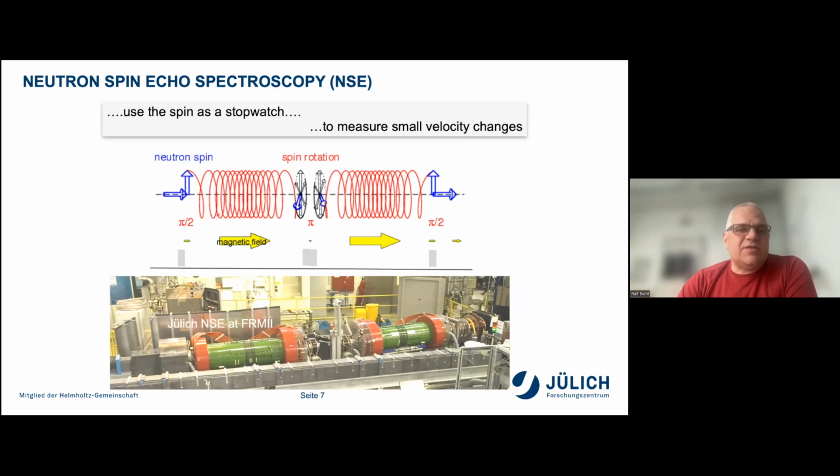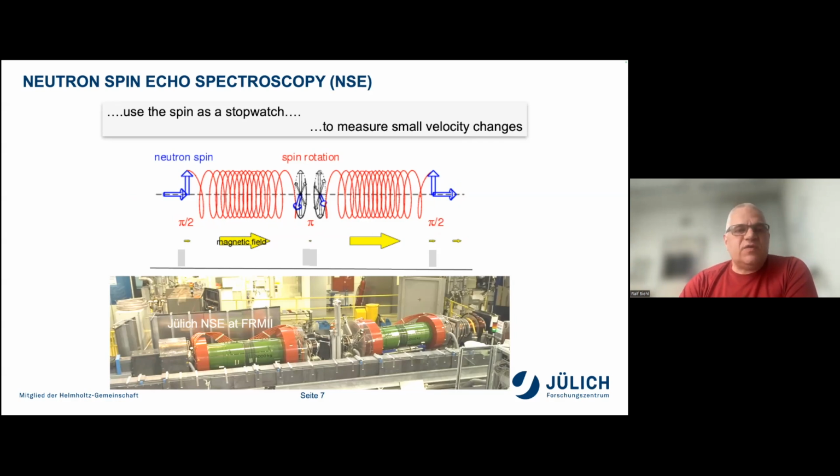The above picture here is already quite old, and we always used it here in our group to explain spin echo. We use the neutron spin as a stopwatch to measure small velocity changes. The main components are here the main coils, and we have here a pi flipper that changes the polarization, and here at the end the same, a pi flipper that makes an inversion of the spin. The main thing that happens is that the spin here then does a Larmor precession in the main coils, and this returns then back on the opposite side.